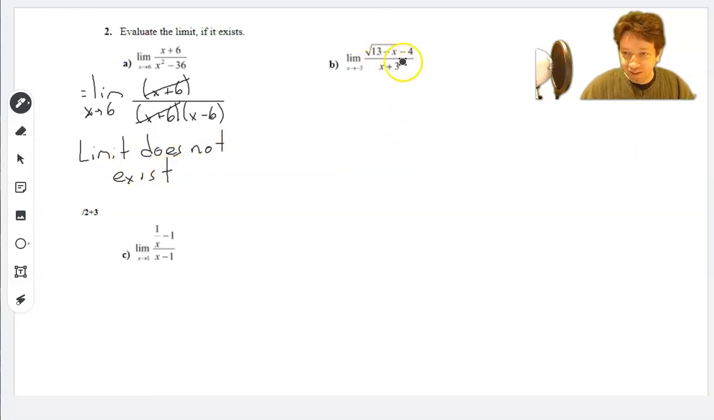Alright, for the next one, we got that square root up there. So let's rationalize the numerator. We're going to multiply it by its conjugate. So square root of 13 minus x and then plus 4, over the square root of, has to be the exact same thing, plus 4. By doing that, we pretty much create a nice difference of squares there on the numerator.